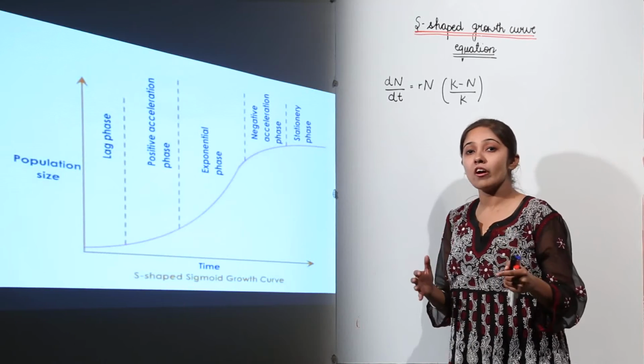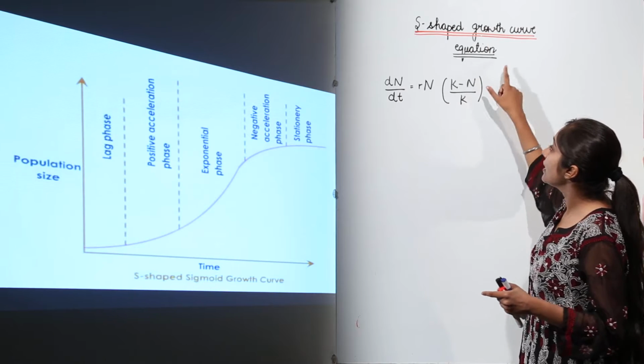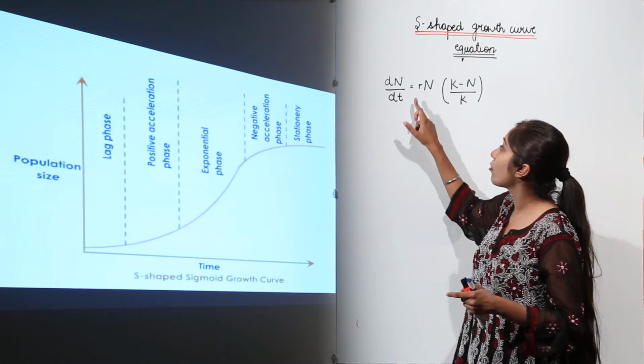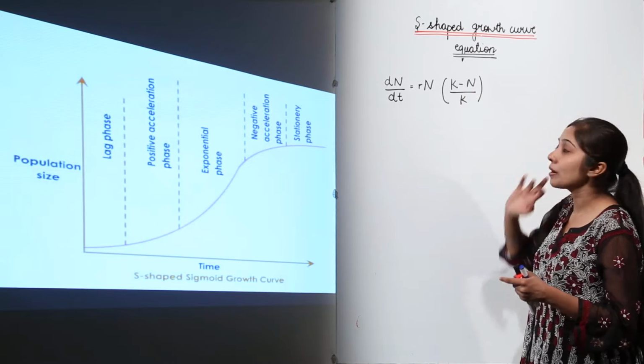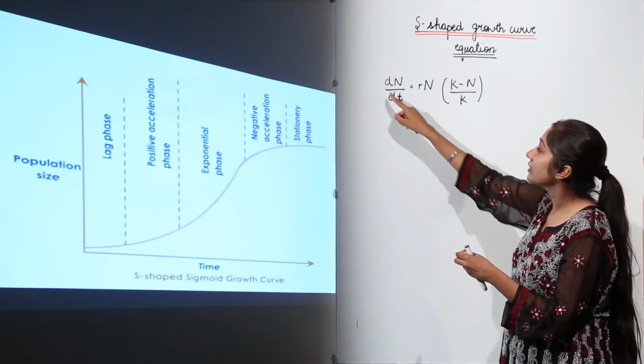Now let us work on the S-shaped growth curve equation. The S-shaped growth curve equation is represented as dN/dt = RN (K − N)/K. What is this (K − N)/K and what does this term signify?